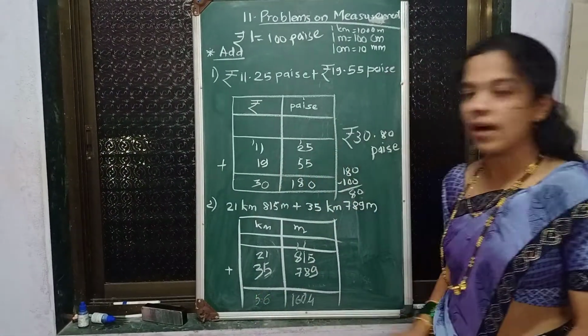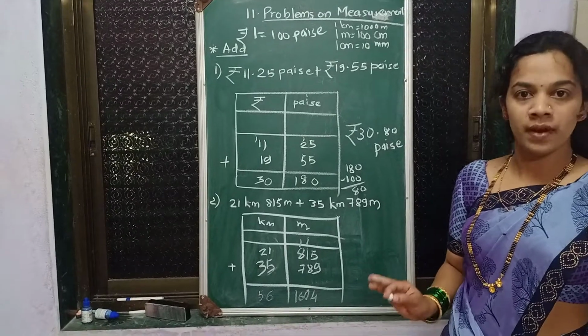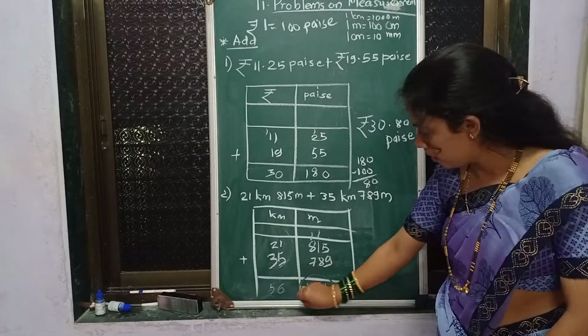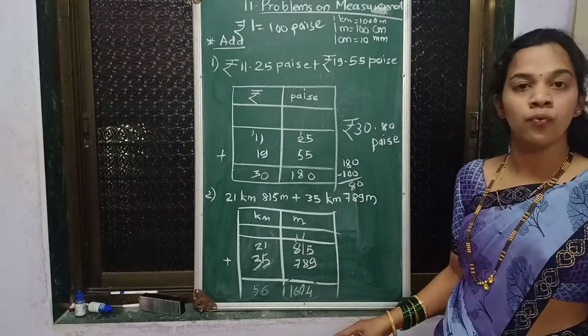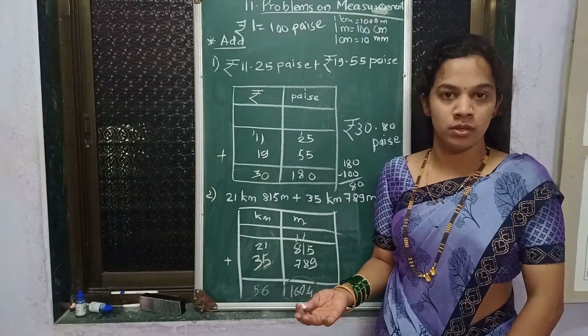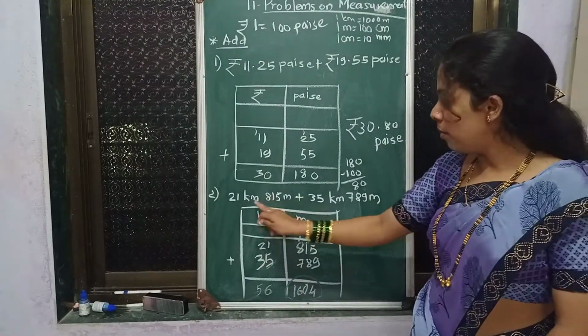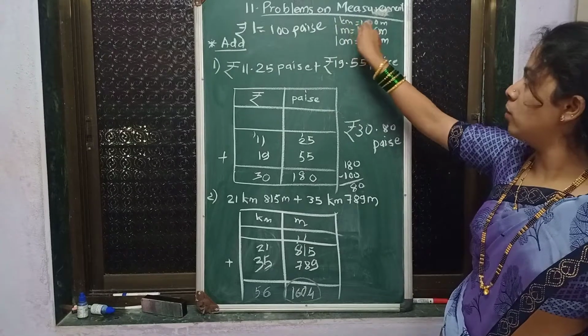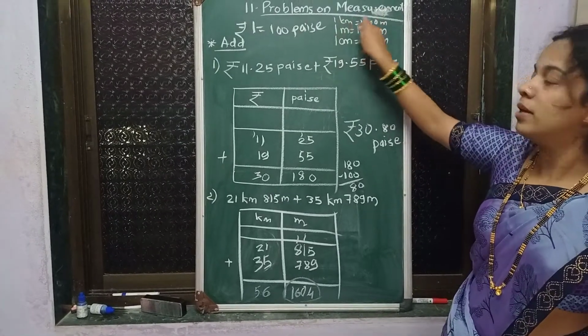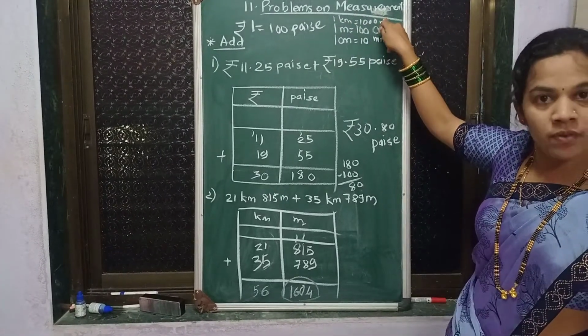But this is not your final answer. If you observe here, this part 1604, it is exceeding 1000. Why 1000? The kilometer and meter conversion I have already told you. 1 kilometer is equal to 1000. So what will we do?